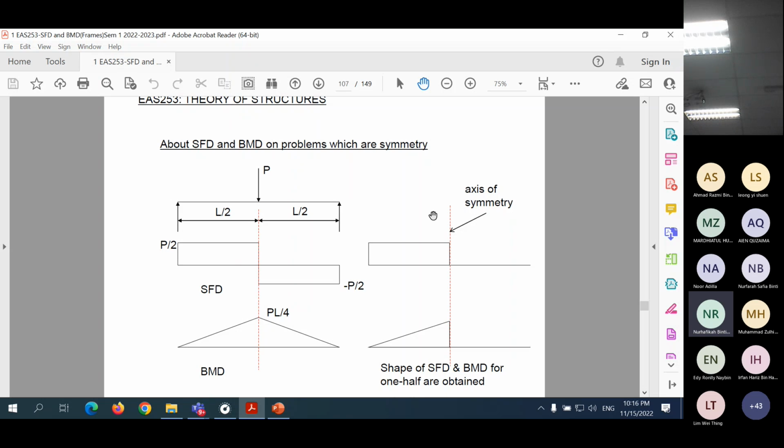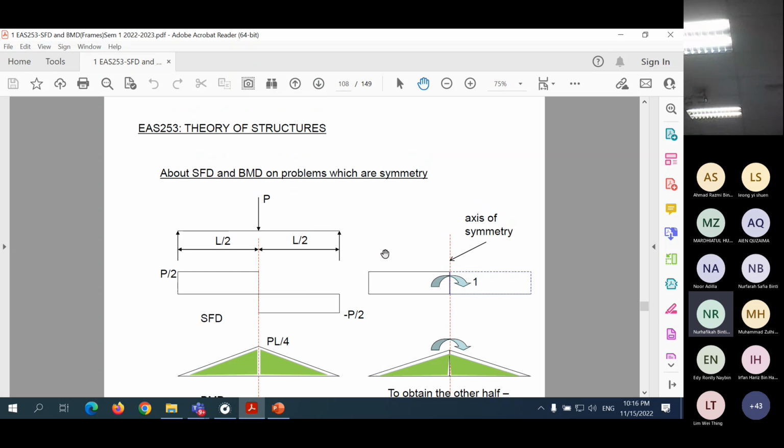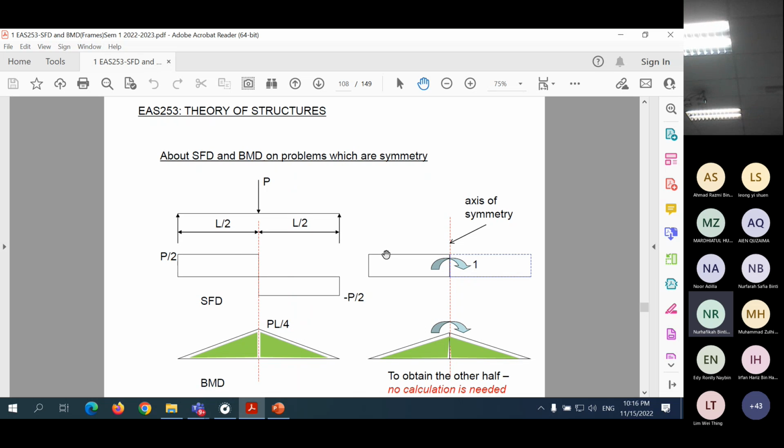Then how do we get it? You just need to calculate this side. Then for the other side, you can just do some rotation or flipping. Okay? Look at the shape of that shear force diagram and bending moment diagram. So what we do here is, to get here, first you flip this over here, then you flip over there again, then you get this shape.